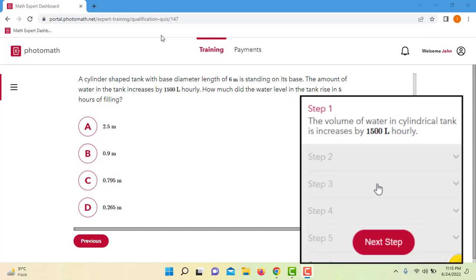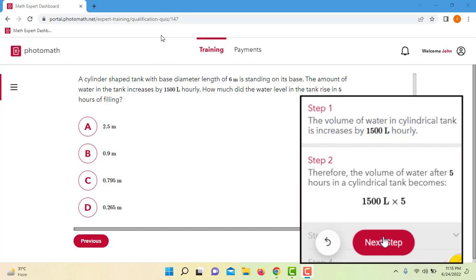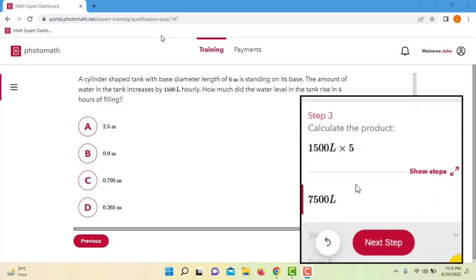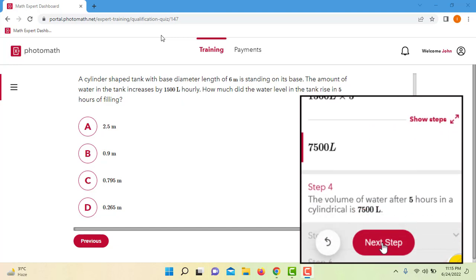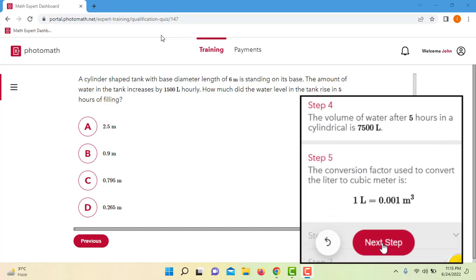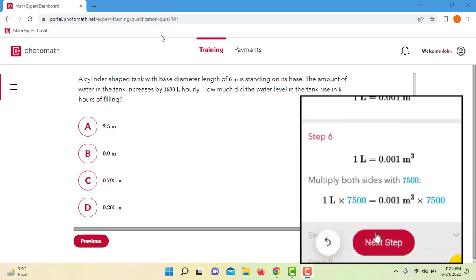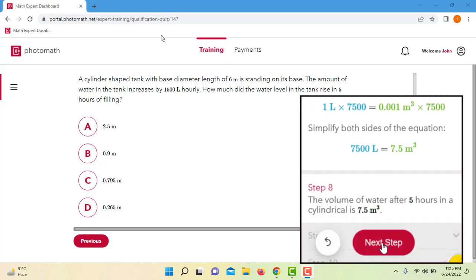Since the amount of water is increased by 1500 liters hourly, after 5 hours, the amount of water becomes 5 times 1500 liters, which is equal to 7500 liters. The diameter is given in meters, so we need to convert the liters into cubic meters first. The conversion factor is 1 liter is equal to 0.001 cubic meter. Multiply both sides with 7500 to find the equivalent value of 7500 liters in cubic meters. The amount of 7500 liters is equal to 7.5 cubic meters.